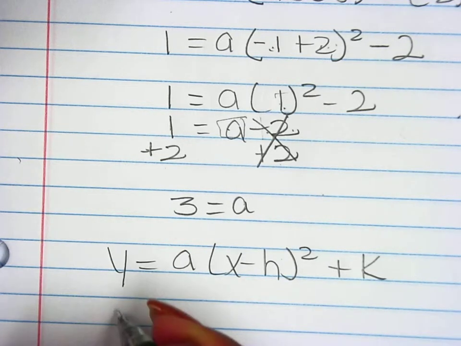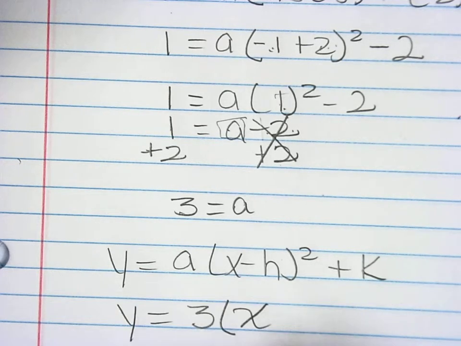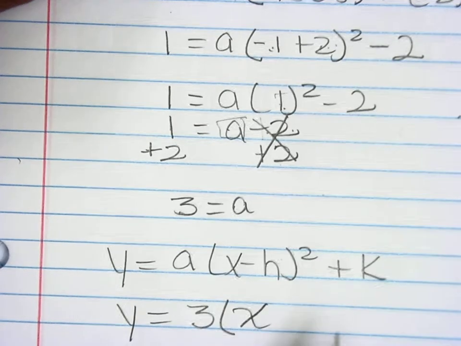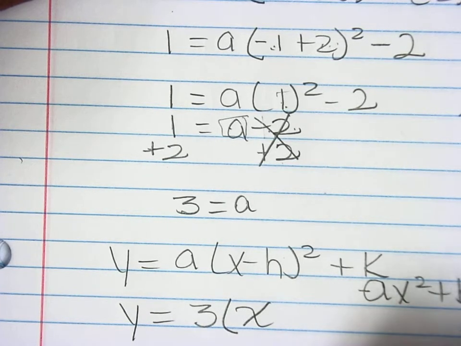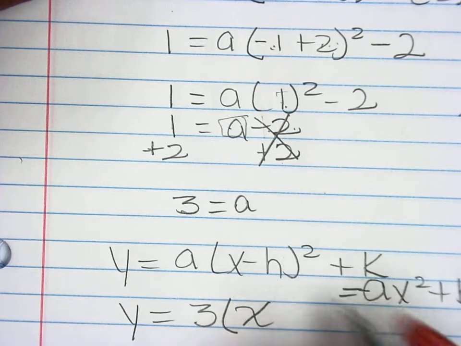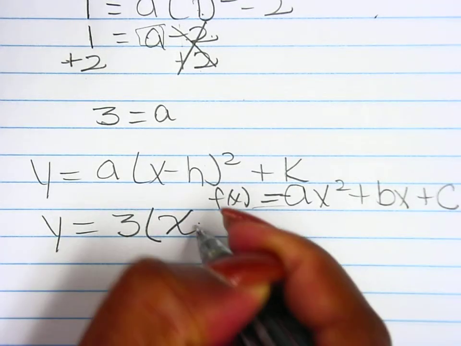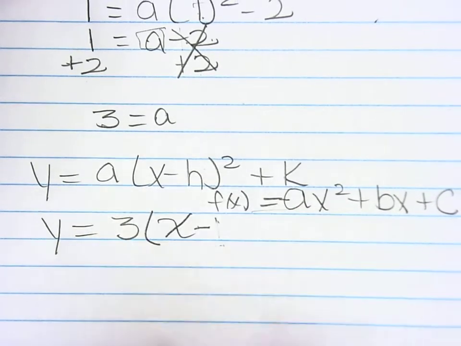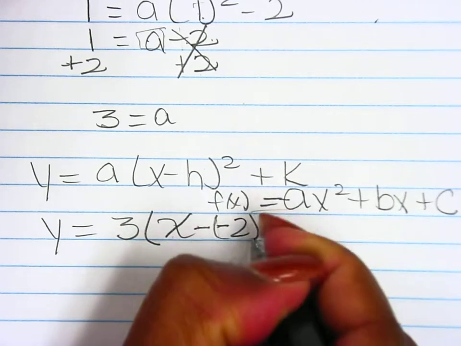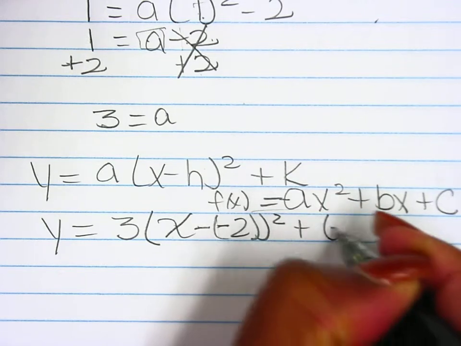My equation would be y equals, I know a is 3, so 3 parenthesis x. I'm not substituting anything in for x now because I'm trying to get it in standard form. I'm trying to write the equation ax squared plus bx plus c, and then put my equals in front, f of x. This is standard form for quadratic. So I had 3 times x minus h, which is, what was h? -2. So I'm going to put -2 squared plus k, which is also -2.